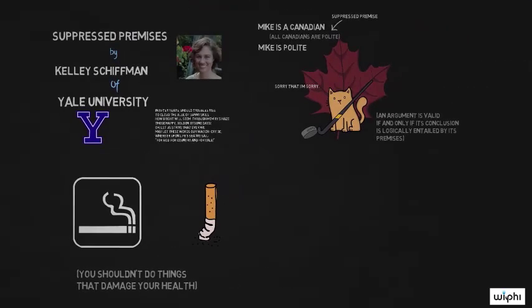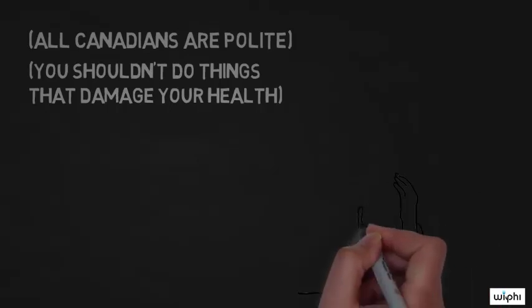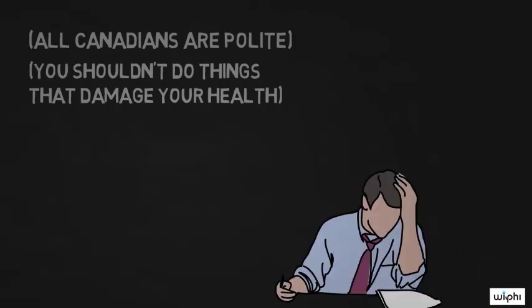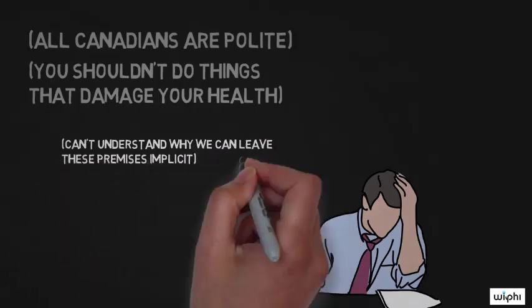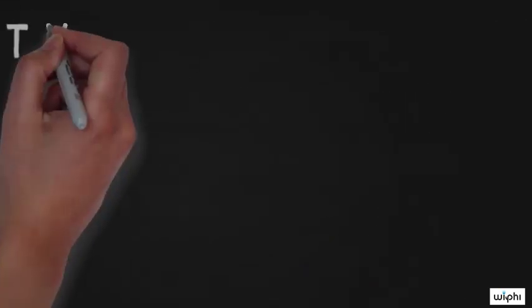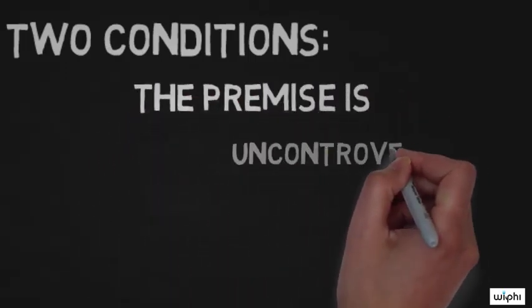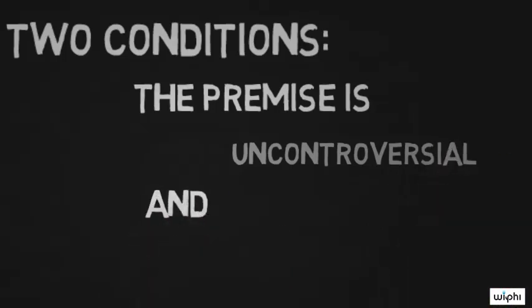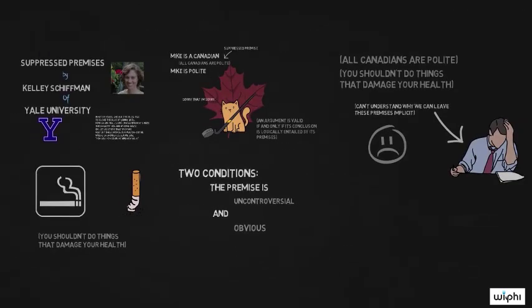Now notice that in both of these cases, even though these suppressed premises are required for the argument to be valid, it seems nonetheless acceptable to leave them only implicit, to not state them explicitly. But why is this? I want to suggest the following, that it's okay to keep a premise suppressed if two conditions are met. First, that the premise is uncontroversial. And second, that it's obvious to the person being presented with the argument.